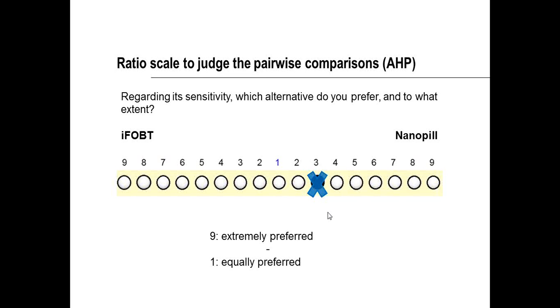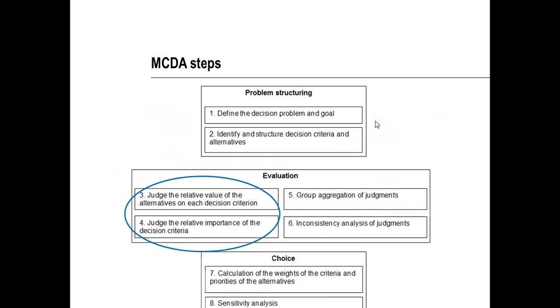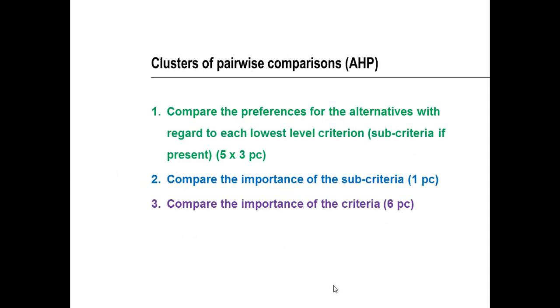It's really a ratio scale, not an ordinal scale. And you have different pairwise comparisons that you are going to make with this decision structure. The first set is that you're going to compare for each lowest level criterion which of the alternatives you prefer and to what extent. So if you look at this decision structure, you're going to compare each set of 2 alternatives for each of these lowest level decision criteria.